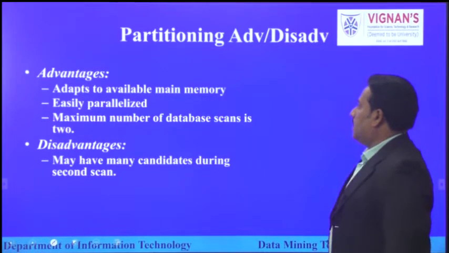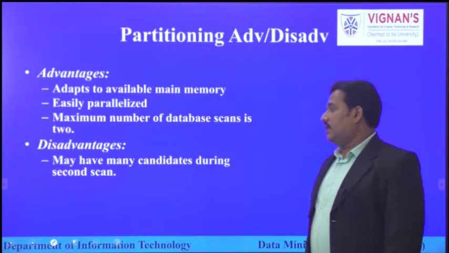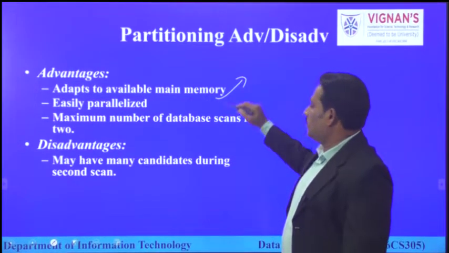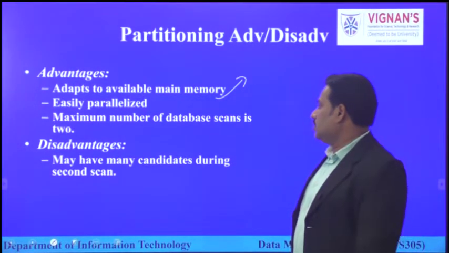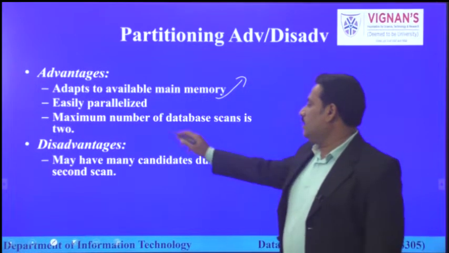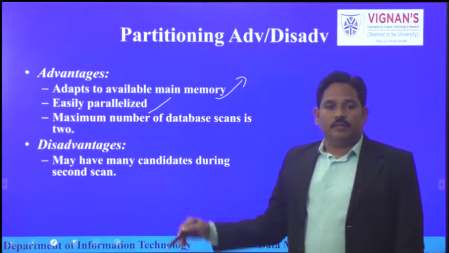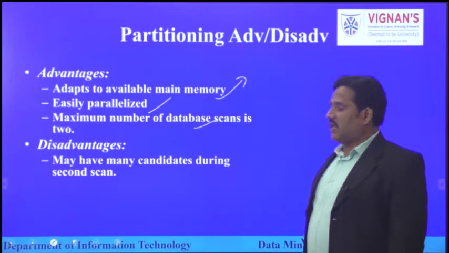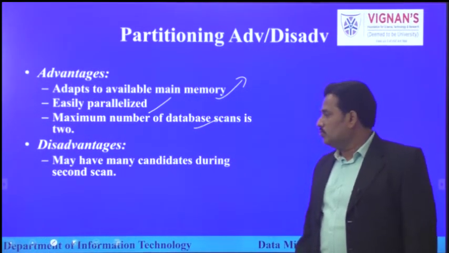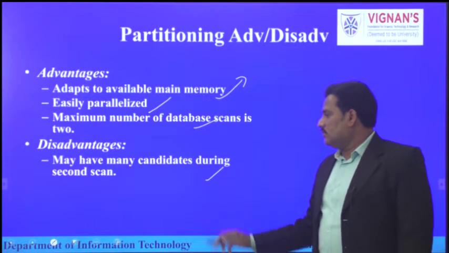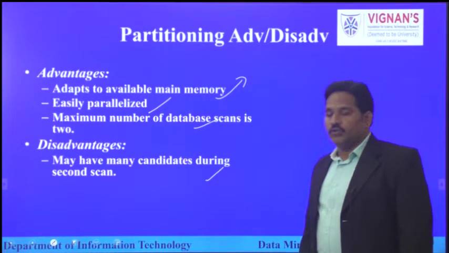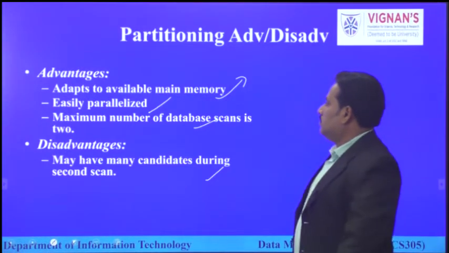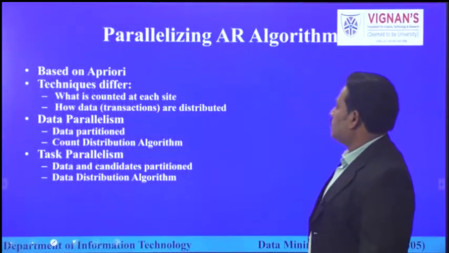Now we'll see what are the advantages of the partitioning algorithm. The major advantages are, it adapts to the available main memory, and we can implement the Apriori algorithm in parallel. The maximum number of database scans required is only 2. And what is the disadvantage? It may have many candidates during the second pass or second scan. So these are the advantages and disadvantages of partitioning.